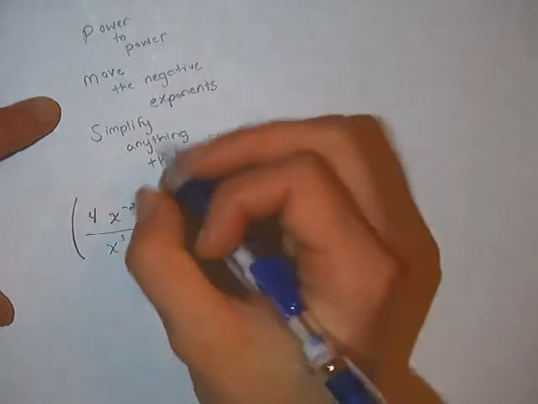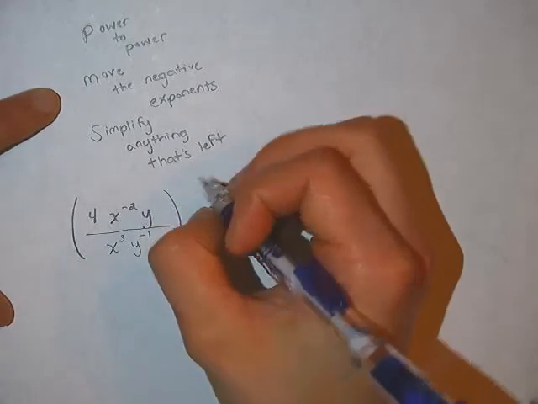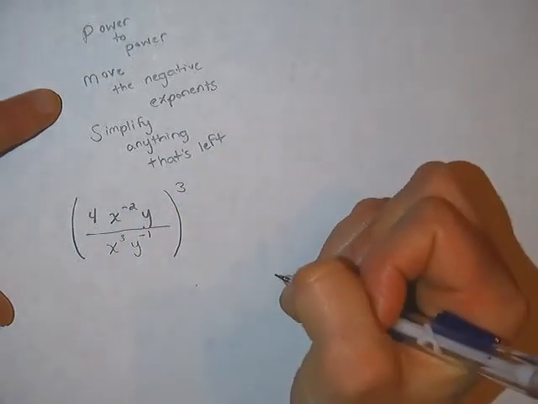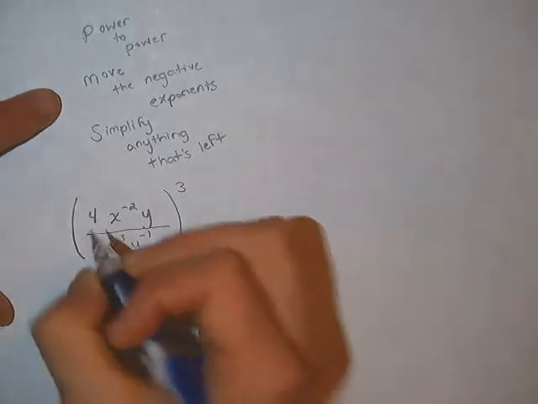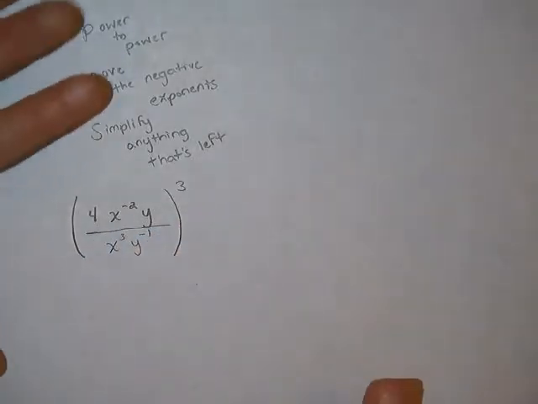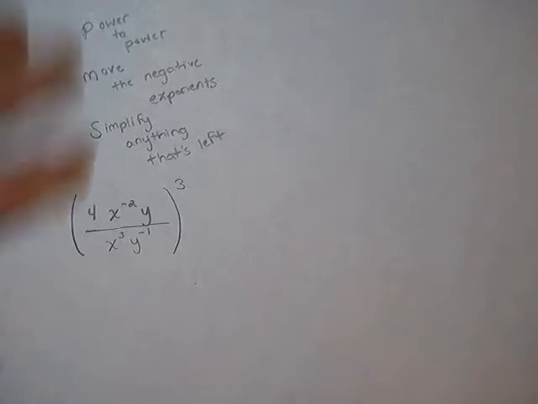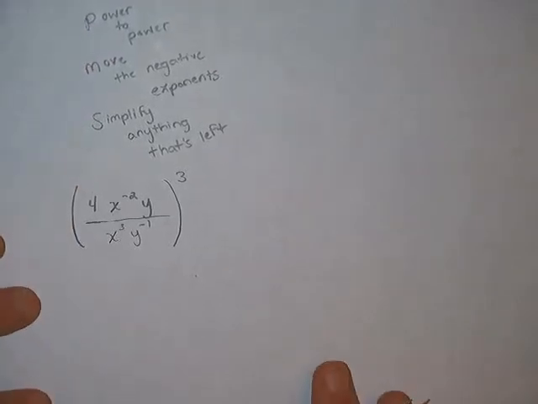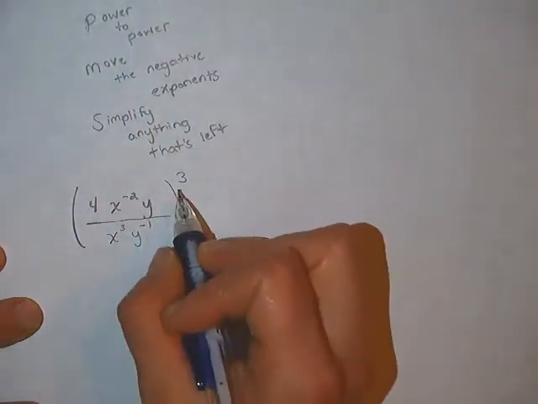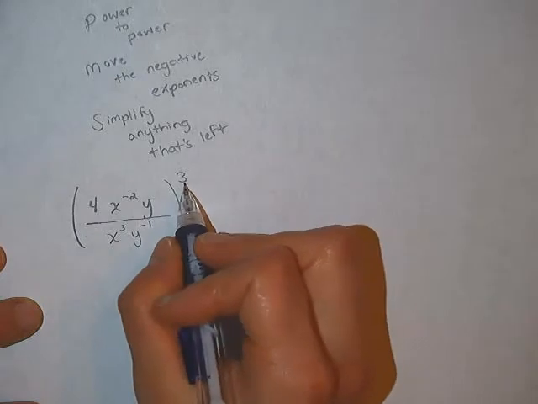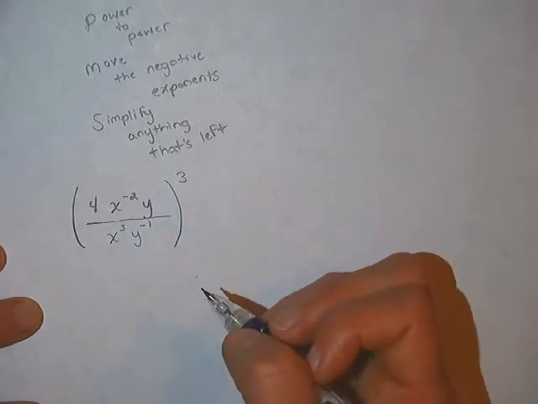And then all of this is to the third power. So when we start simplifying this, we have to follow these rules. So the first thing I'm going to look for is the power to a power. And notice we have all of this to the third power. So we definitely have a power to a power.